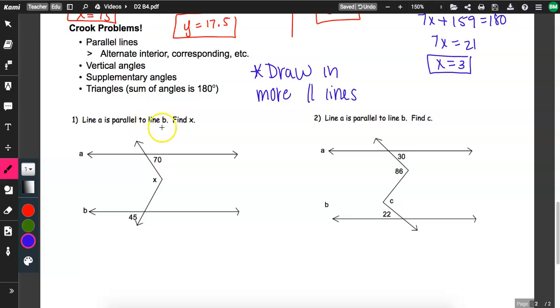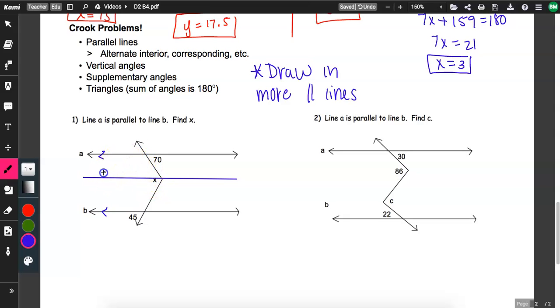Line A is parallel to line B. Okay, so there's my symbol for parallel. And we want to find x. So I'm going to draw in another parallel line as best I can. It's not going to be perfect, but I'll use shift to make it straight-ish. Something like that.